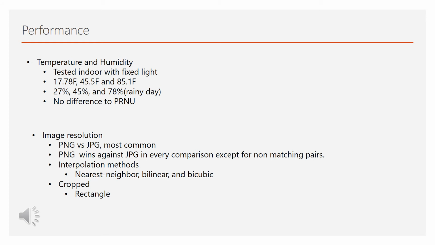Image resolution. PNG versus JPG. They are the most common image formats. PNG wins against JPG in every comparison except for non-matching pairs. Interpolation methods, nearest neighbor, bilinear, and bicubic, were used to compress. They also crop the images in order to make the image sizes smaller.